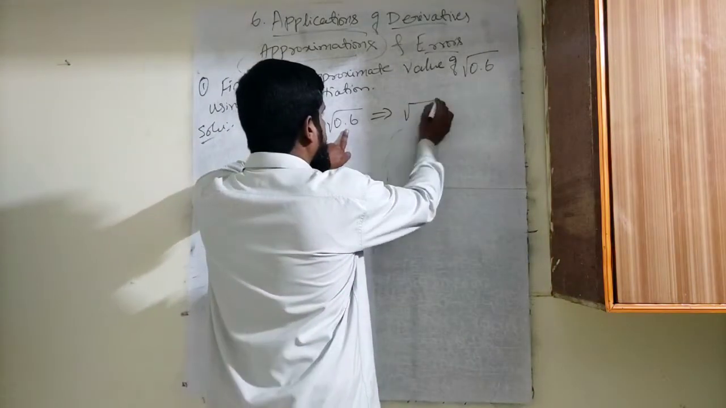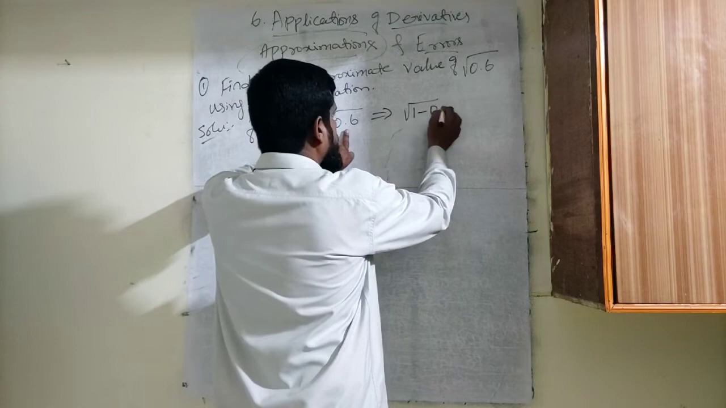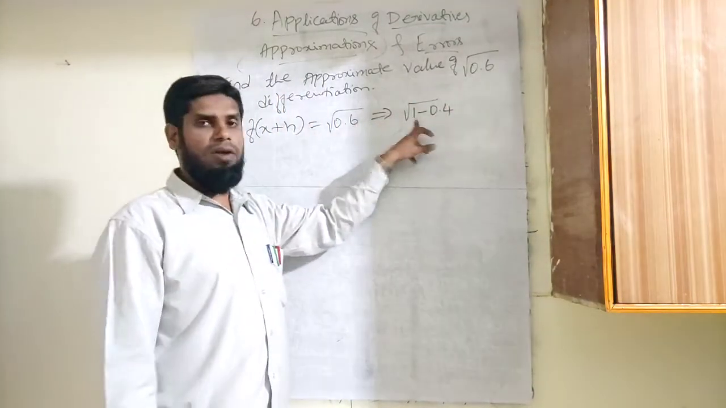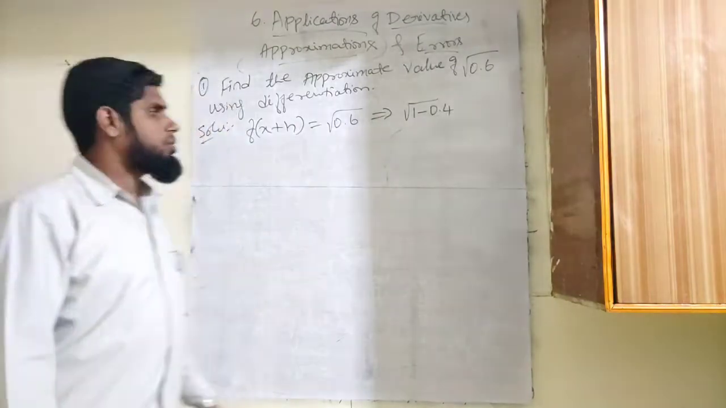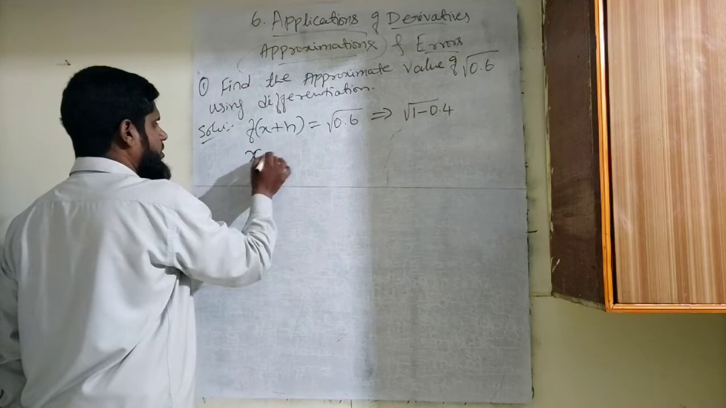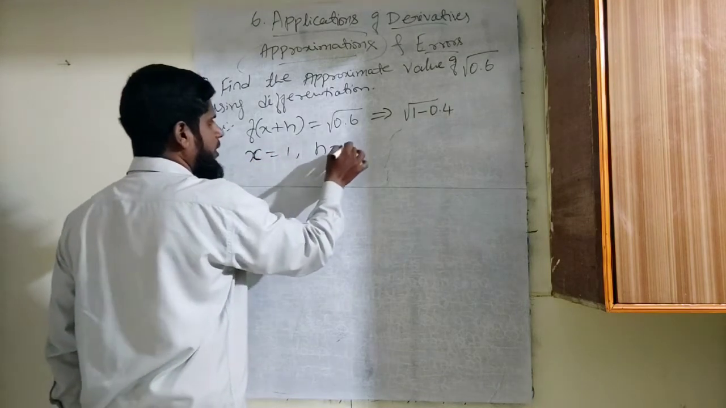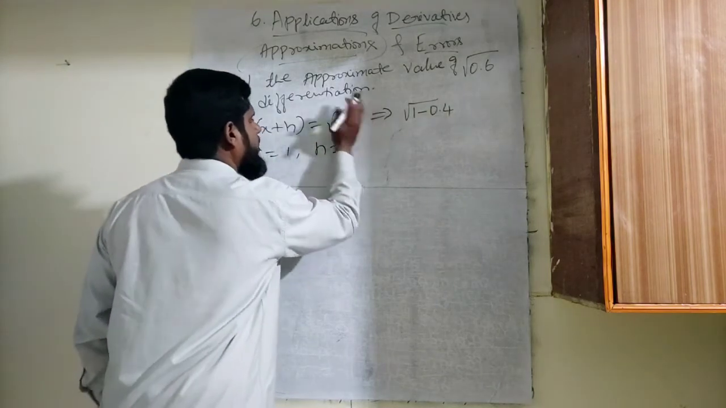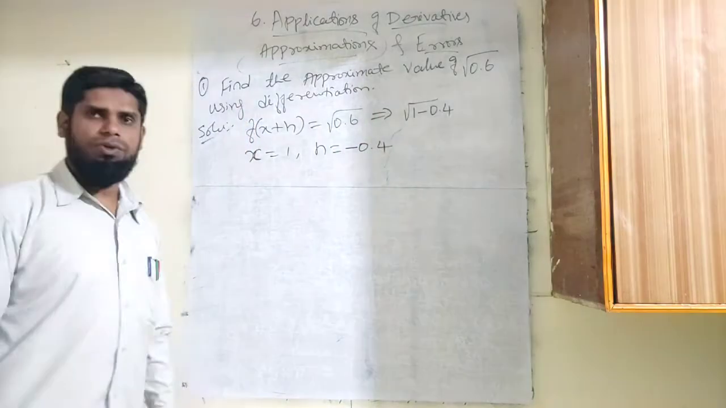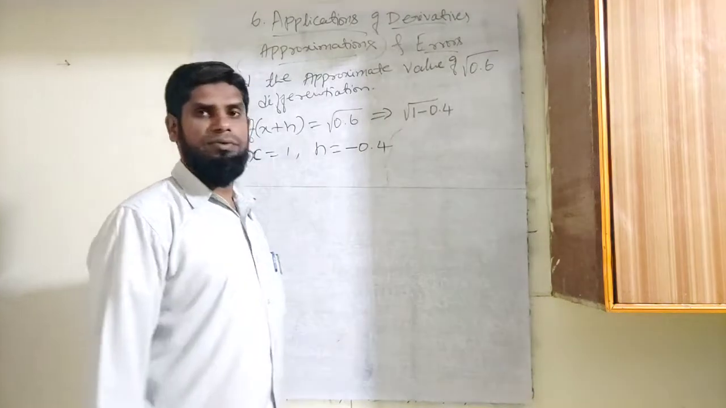So this can be written as 1 minus 0.4, because if I remove 0.4 from 1, I will get 0.6. So with reference to this, I can write my x is 1 and h is negative, minus 0.4. H is minus 0.4.